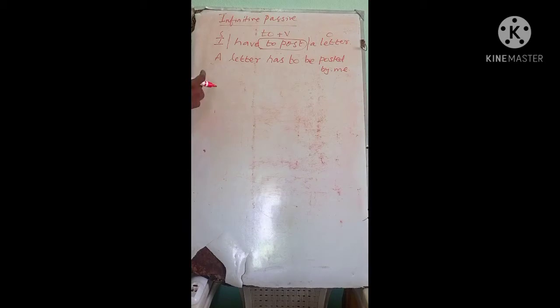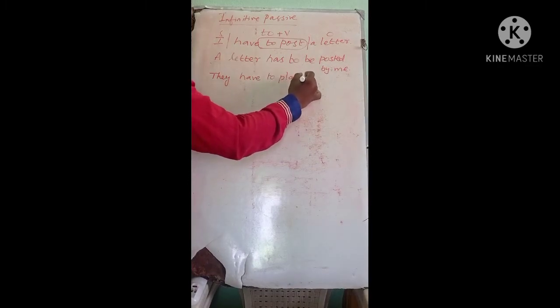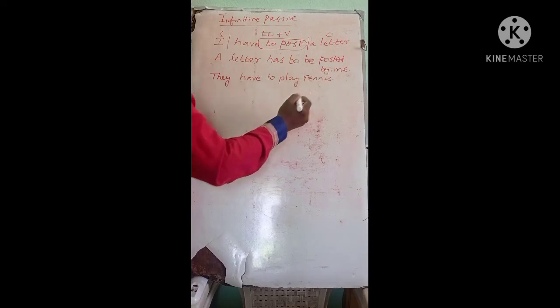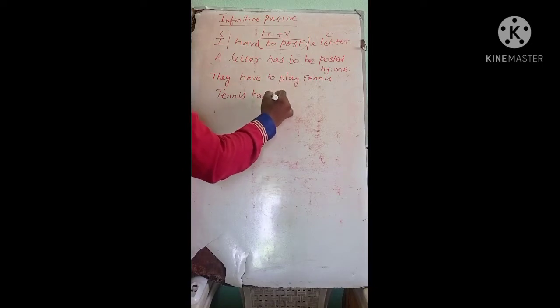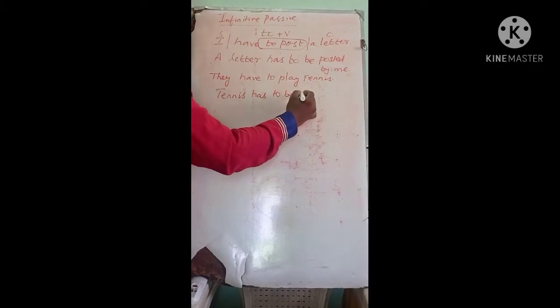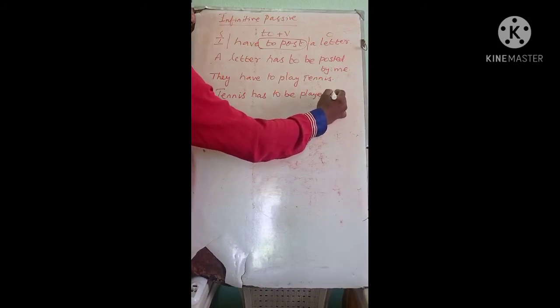These are the questions. This type of sentence will also be asked in your examination. See the next one. They have to play tennis. What should be the answer? Yes, very good. Tennis has to be played. Third form of the main verb, played, P-L-A-Y-E-D. To be played, that's all.